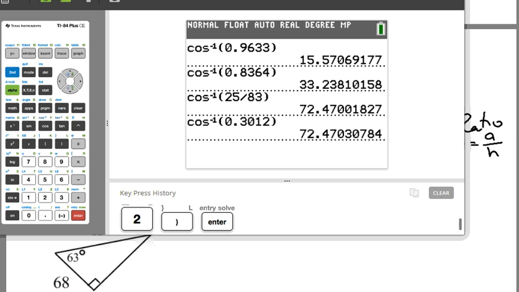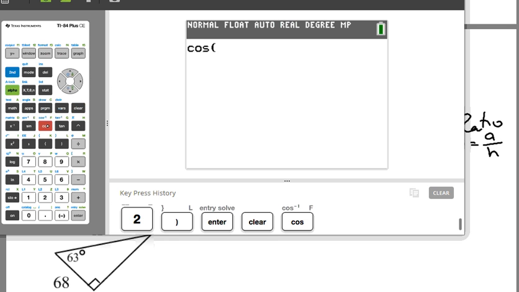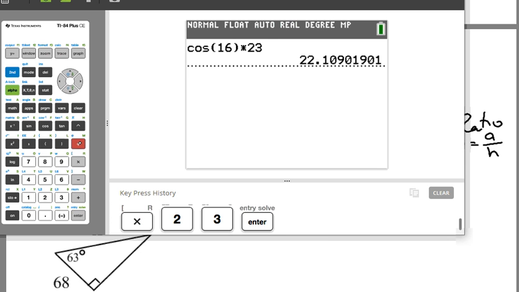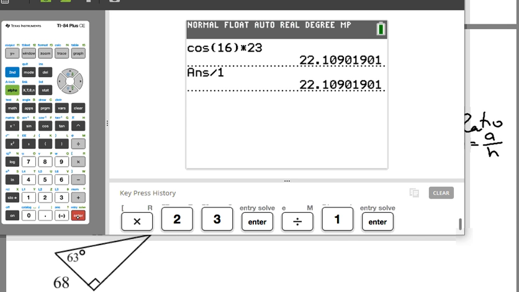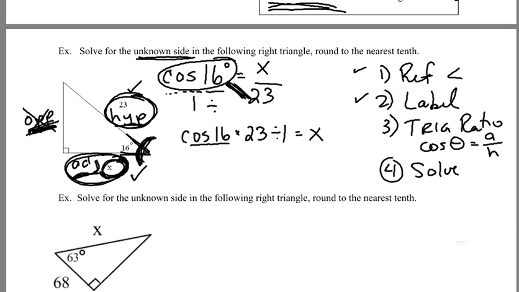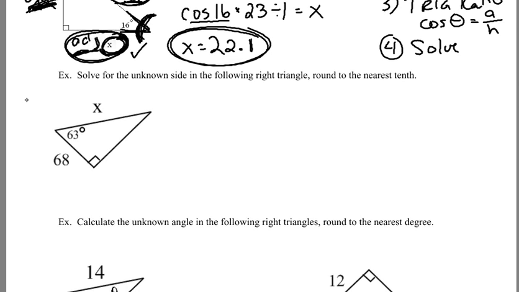So let's pull up our calculator. Cosine 16, bracket that, times 23 equals, divide by 1, which doesn't really do anything. We have a 22.1 length for our unknown adjacent side. So x is 22.1 for a length. Doesn't tell us what the units are, but rounded to the tenth. There's your steps. Same steps as sine, just different buttons, different sides.